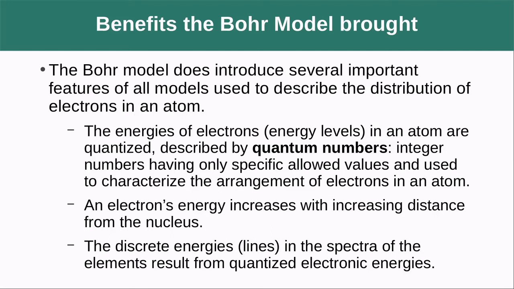The Bohr model does introduce several important features of all models used to describe the distribution of electrons. So it was a move forward. The energies of the electrons in an atom are quantized. They're described by quantum numbers: integer numbers having only specific allowed values and used to characterize the arrangements of electrons in an atom. An electron's energy increases with increasing distance from the nucleus. The discrete energies, lines, in the spectra of elements result from these quantized energies.